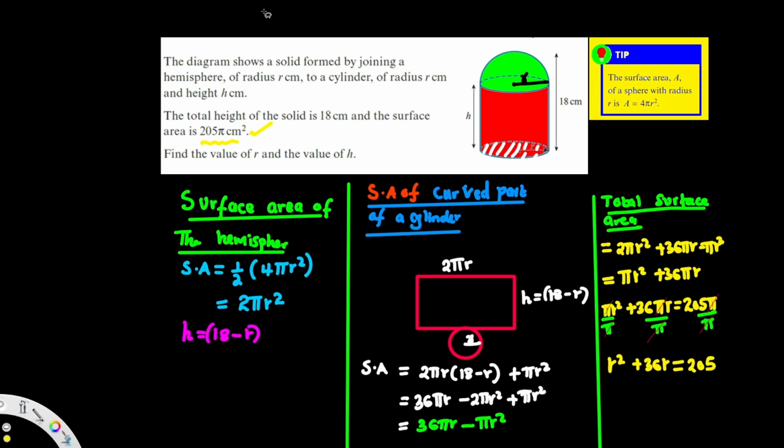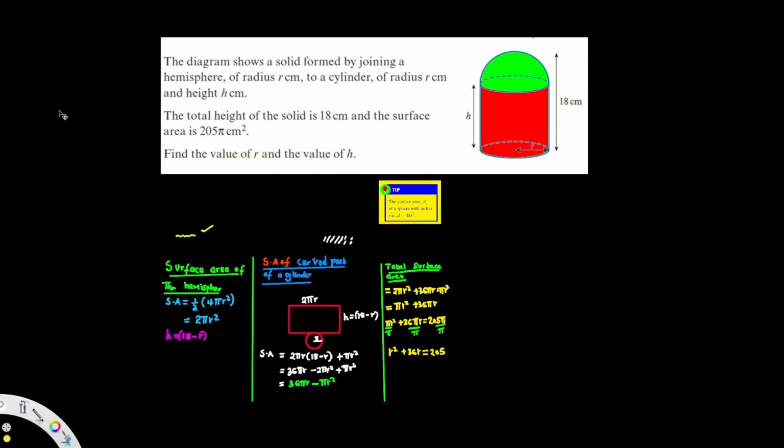Now at this point we are going to solve this quadratic equation. You can use any method. You can use factorization, you can use the completing the square method, you can use the quadratic formula, you can even draw a graph and then solve that. But for simplicity for this particular question, because we have done a video before on how to solve using completing the square, I'll solve this using completing the square so that we can get the value of r.